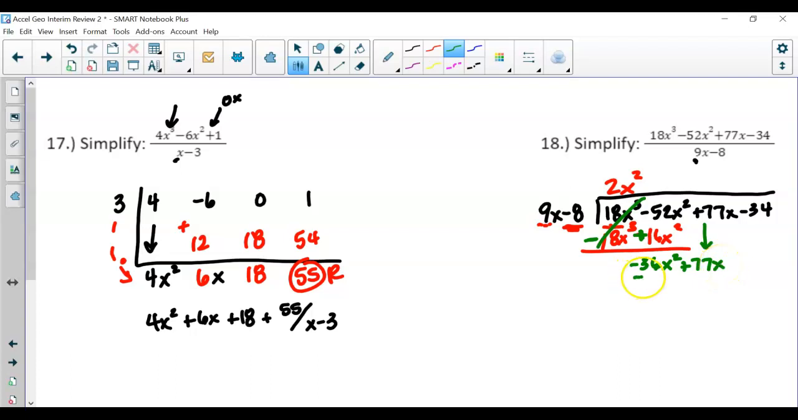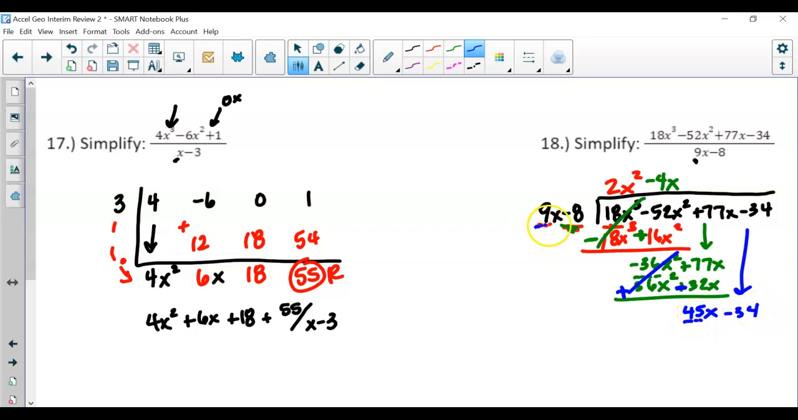Now we divide. New first term, negative 36 by 9 here, which is negative 4, and taking out 1x, so negative 4x. Now multiply. There's your negative 36x squared, but don't forget to multiply also to negative 8. Negative times negative, right? Watch your sign. So positive 32x here. Then subtract. Distribute that negative 1, changing the signs of both. So now here we're at 45x. Bring down the last term of negative 34.